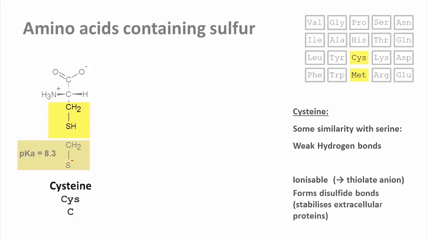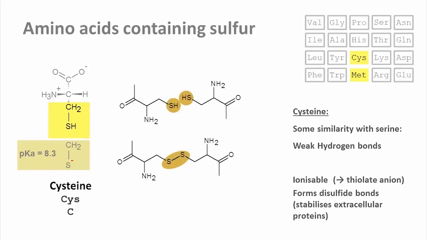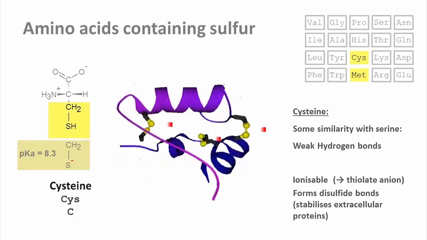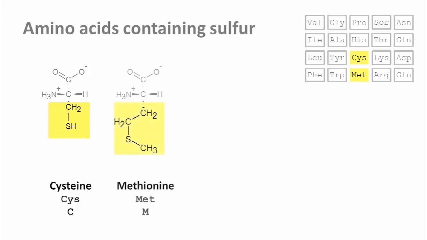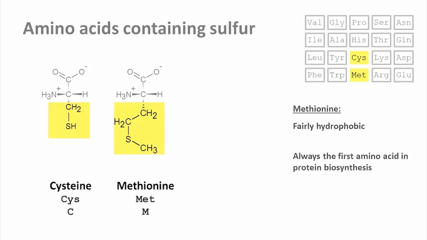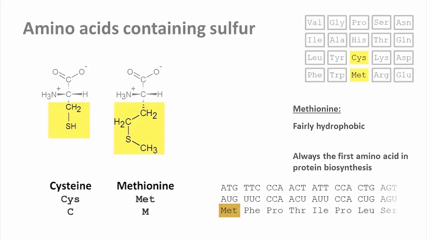Finally, the ability to join cysteine thiol groups by oxidation is important for the structure of many extracellular proteins, including this one, insulin. Methionine is relatively hydrophobic, about as much as alanine. Its claim to fame is mainly that protein biosynthesis in all organisms starts with a methionine.